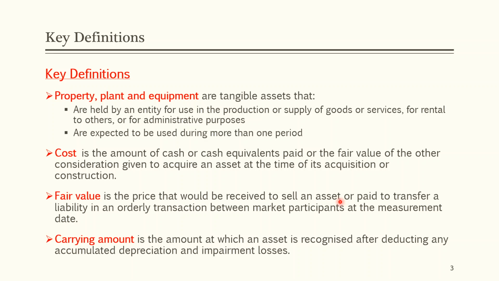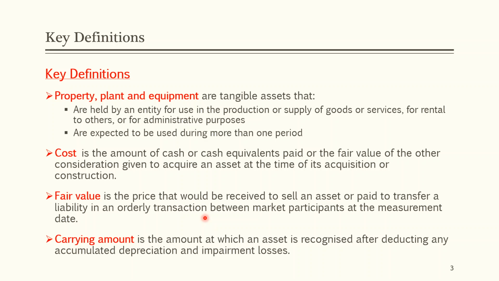If we sold that asset, what is the price that we would be able to get? Or pay to transfer a liability in an orderly transaction. So what do you mean by this orderly transaction? It means the transaction should be at arm's length.